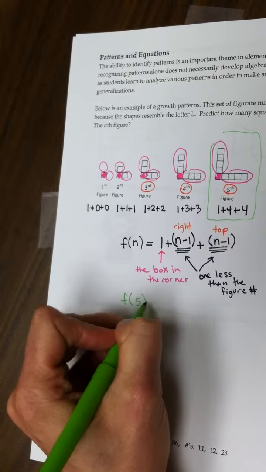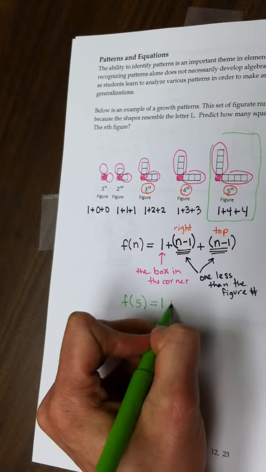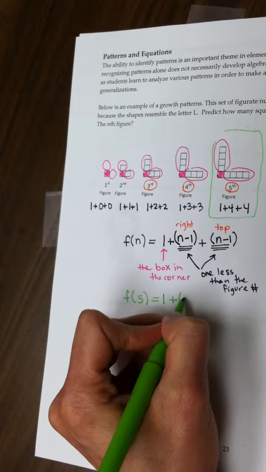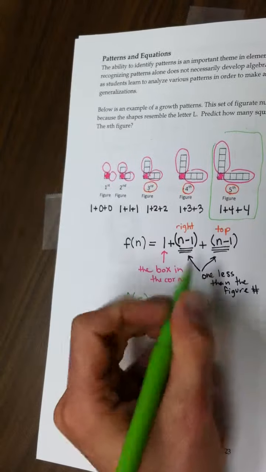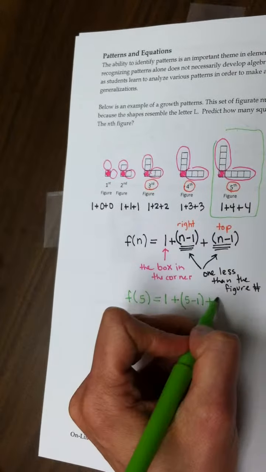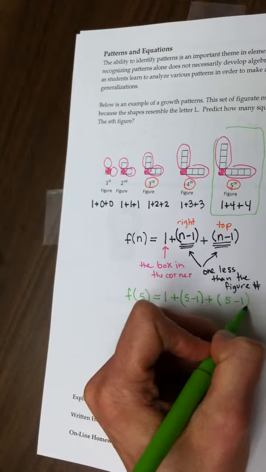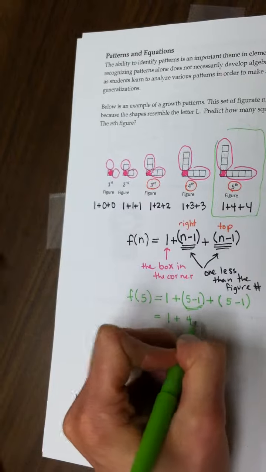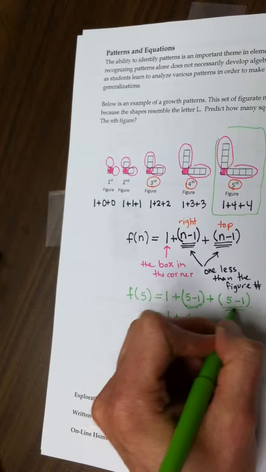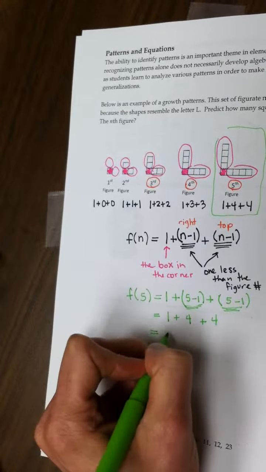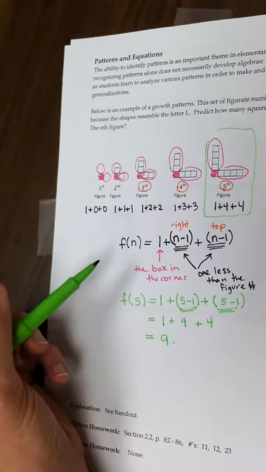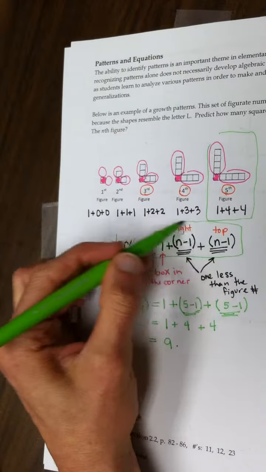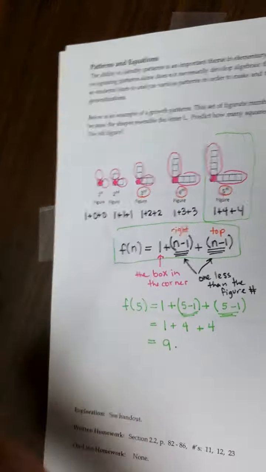So I'm going to plug in a 5, and my function says there's 1 in the corner, plus to the right there's 1 less than the figure number, so 1 less than 5, and on top there's 1 less than the figure number, so 1 less than 5 again. So I really have 1 in the corner plus 4 to the right and 4 on top, and adding that all together I get 9. So once I verify this function on a couple more of my figures, I can see that I've generalized another rule that will predict the number of blocks per figure.